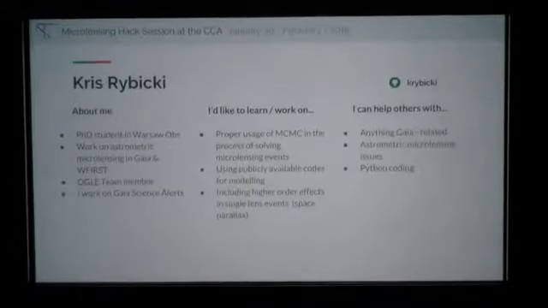Hello everyone, I'm Chris Rybicki. I'm a PhD student at Warsaw Astronomical Observatory, and I have some experience in microlensing. I'm a fan of the astrometric part of it. I work with Gaia, and I'm part of the Science Alerts team, so I also work on following up the microlensing events. Also in OGLE, I work on gathering the data for the project. As for helping you, if you have any questions about Gaia or astrometric microlensing, you can just hit me up and I will answer, or not. I will answer if I know one.